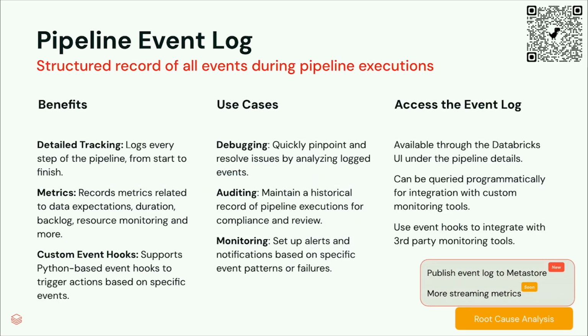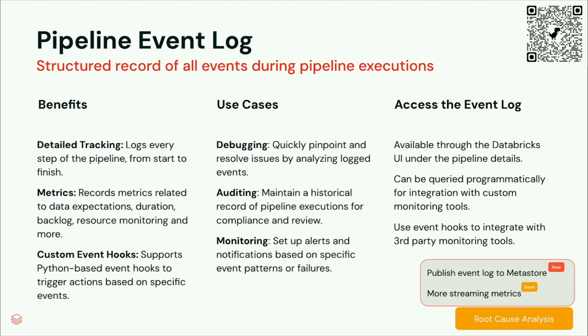Now let's look into the pipeline event log. The pipeline event log is a structured record of all the events that have been happening during your pipeline execution. It tracks flow progress, metrics, information on data quality, even information on resource utilization. So it's very rich to help you answer some critical questions for monitoring and debugging your pipelines, or even auditing in some cases. So how can you access this event log?